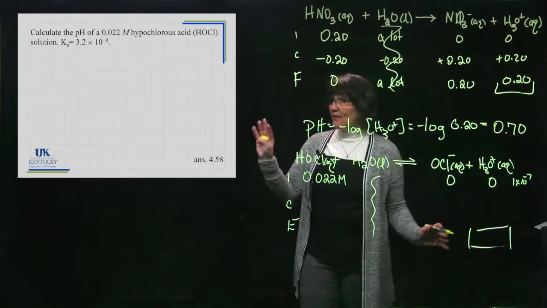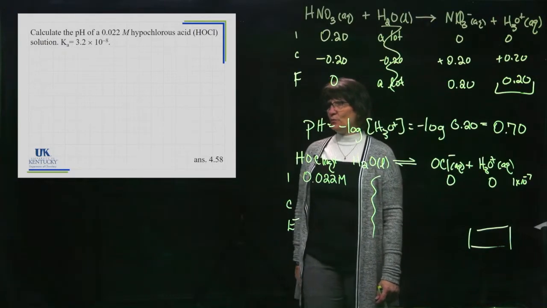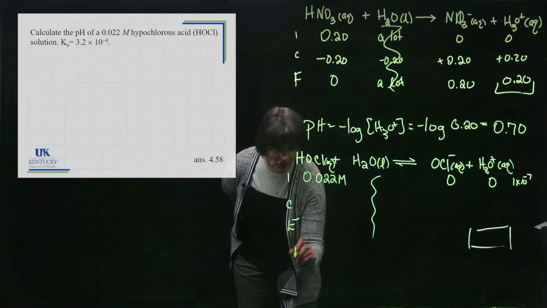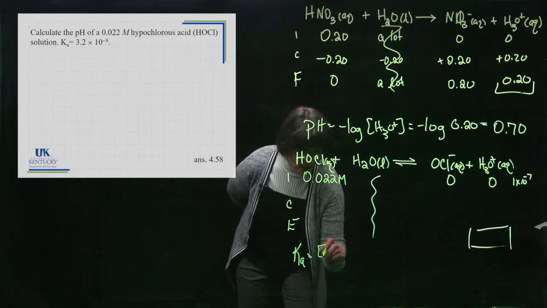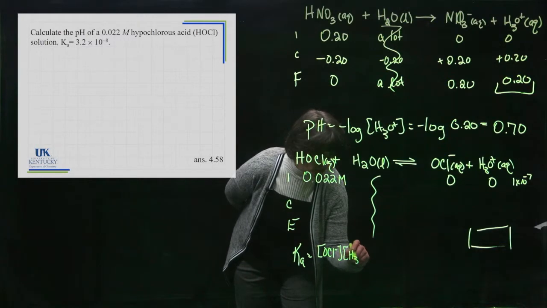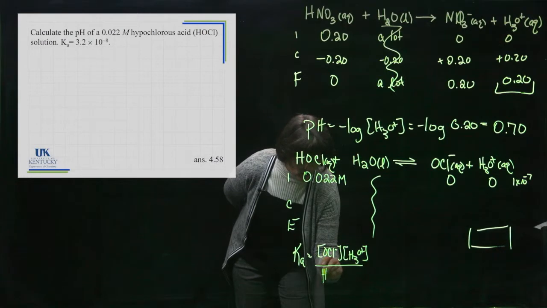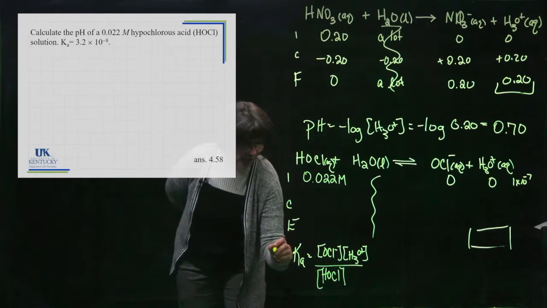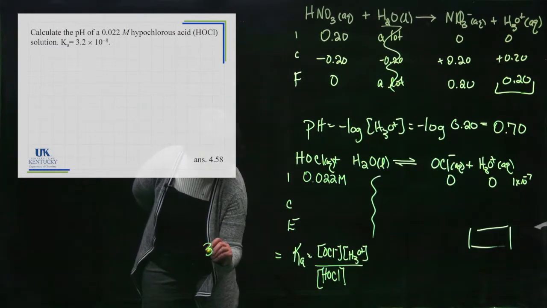All right. Anything else in that problem that I know? I know that the Ka value is 3.2 times 10 to the minus 8, and that's a real little value. Let's go ahead and write the expression. Ka for this reaction would be the OCl minus concentration times the H3O+ concentration divided by the HOCl concentration, okay? And I know all of that equals the value of the K that they gave me, which is 3.2 times 10 to the minus 8.